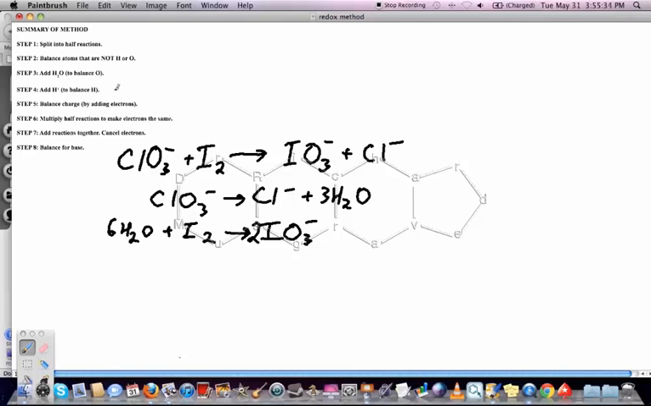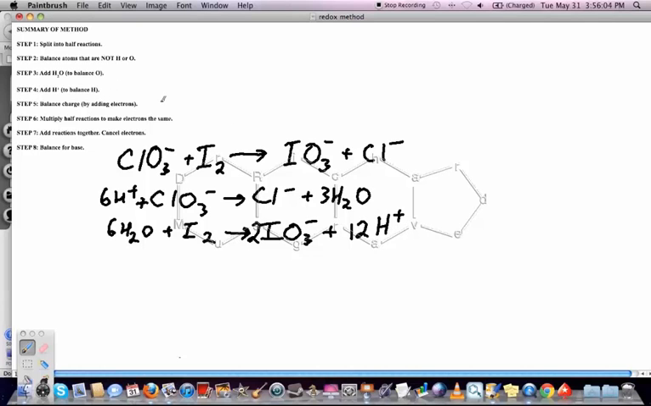Step 4, we add H plus to balance hydrogens. We've got 6 hydrogens over here, so I'll add 6 H plus over here to balance those. And over here we've got 6 H2O, that's 6 times 2 is 12, so we've got 12 H plus. I'll have to add them to this side. Alright, so that's step 4 handled.